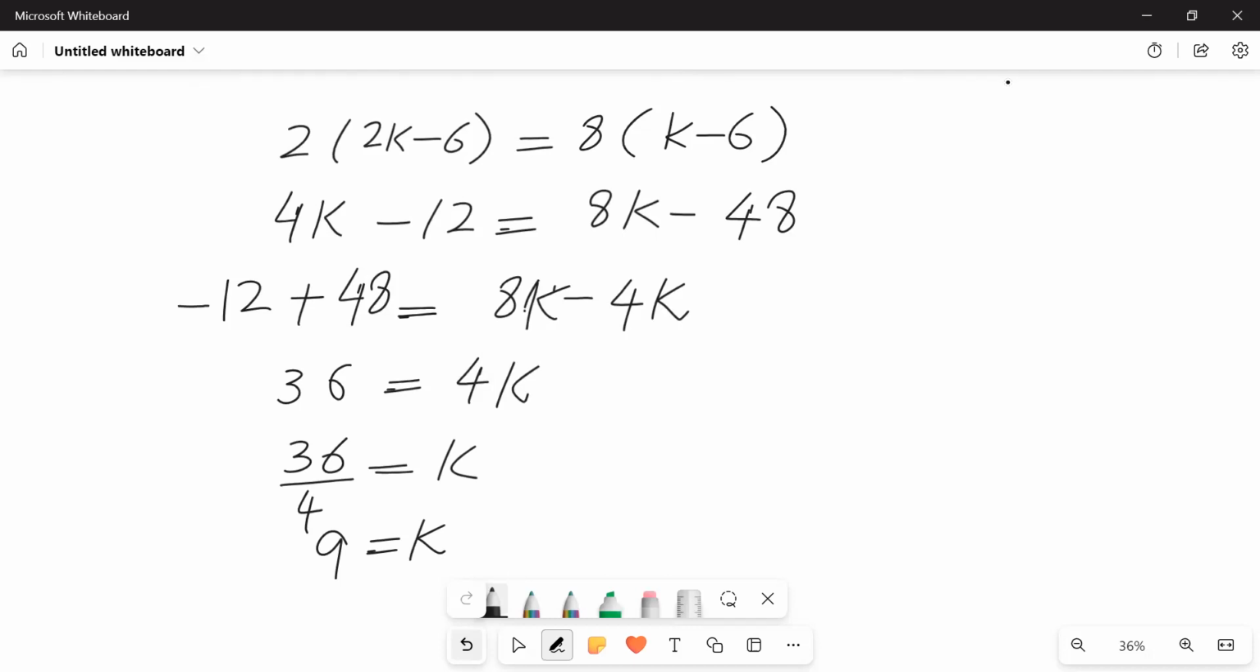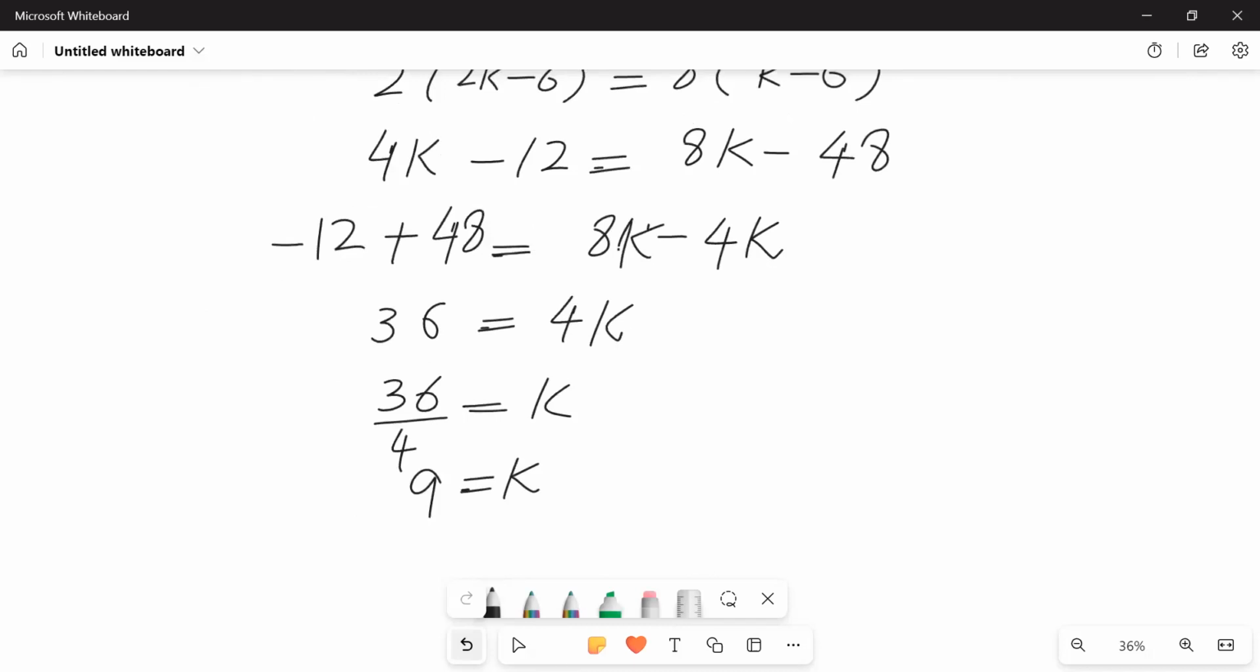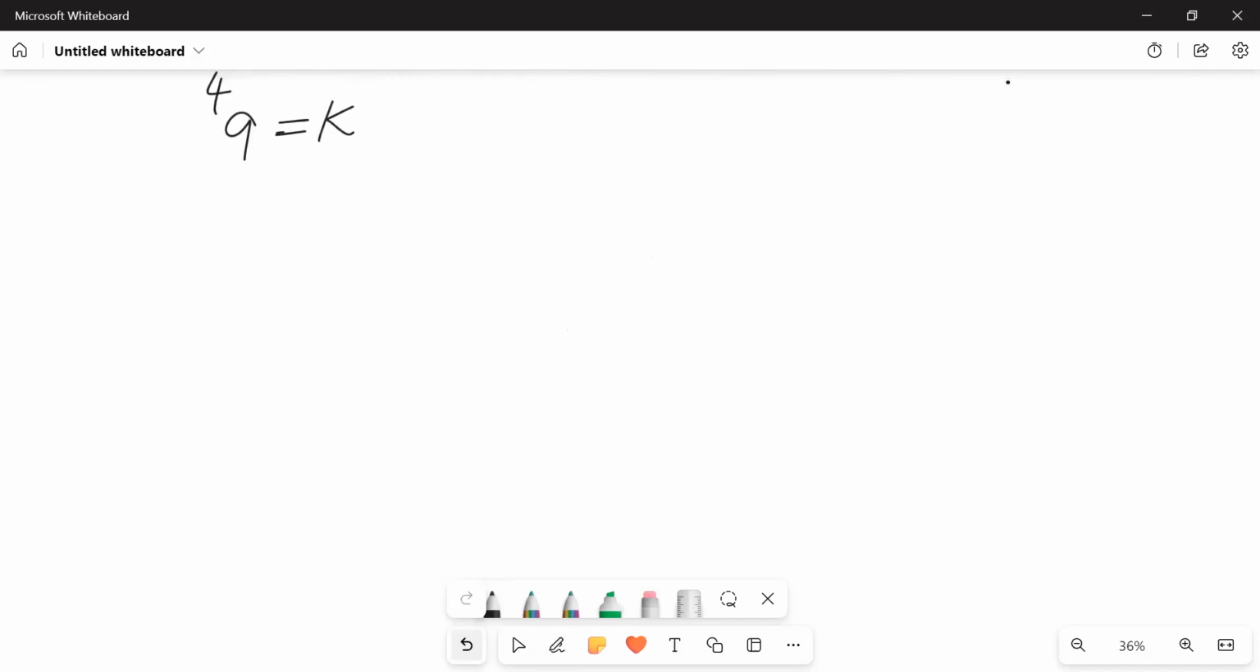Now question number 7. Is it clear? Yes, Miss. Okay, so now we will proceed. Question number 7. The points P, Q, and R are collinear. Collinear means they lie on the same line, on a straight line. Find the value of c.